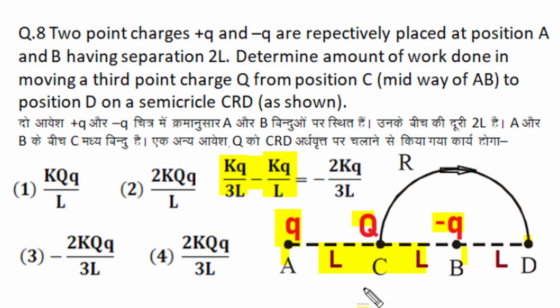So this potential difference is negative: minus 2 by 3 K small q by L. In this potential difference, when capital Q is moved, the amount of work done will become negative 2 by 3 K capital Q small q by L. This option 3 becomes the right choice.